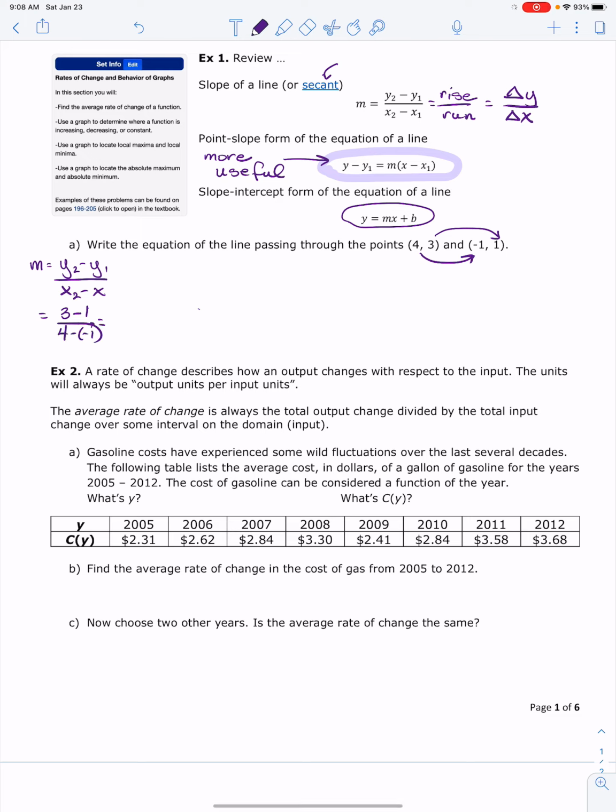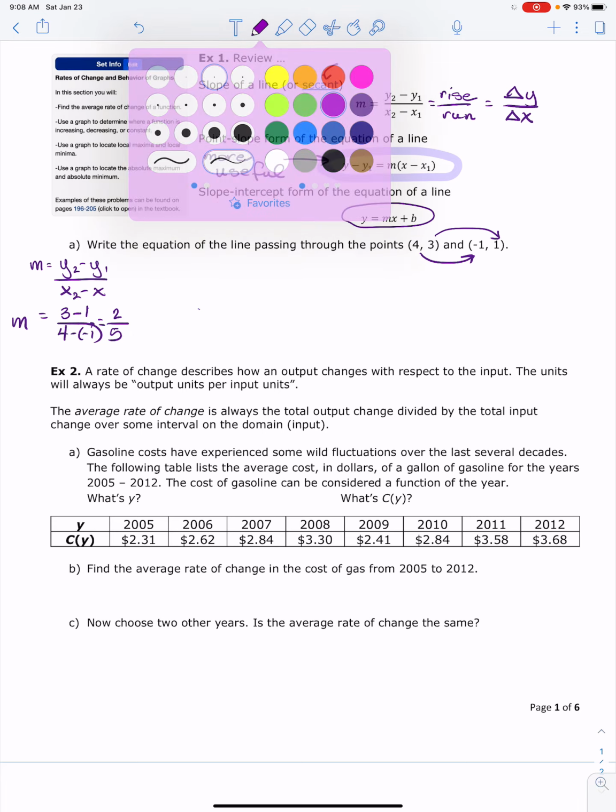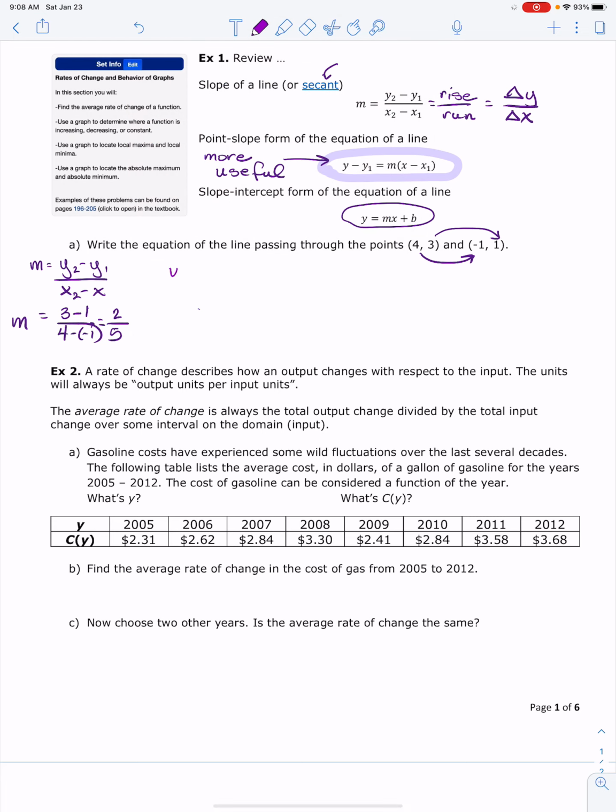Do not let your eyes trick you. We want to make sure that we don't lose the minus because of the negative in front of the 1. We get a slope of 2/5. Okay. We don't have a y-intercept, so I'm going to go ahead and use, let me change colors up just a little so we can differentiate, point slope form of the line.